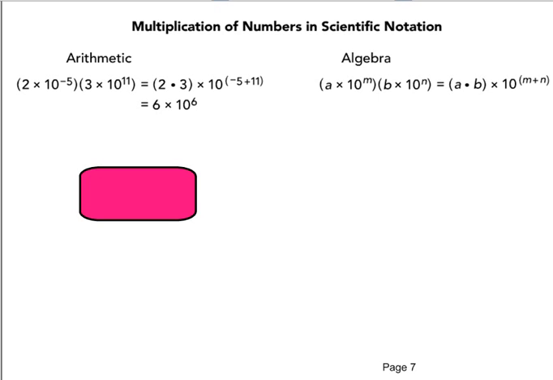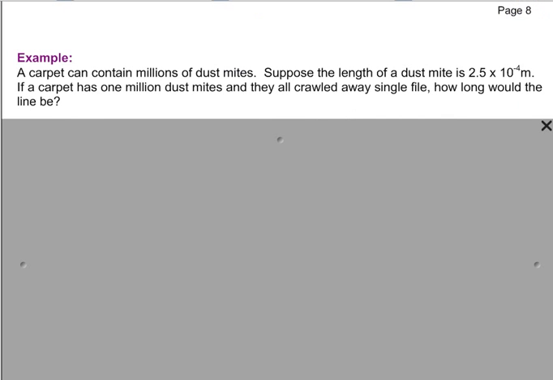The next example, next we have a word problem. It's on page 8, or this is page 8. A carpet can contain millions of dust mites. Suppose the length of a dust mite is 2 5/10 times 10 to the negative 4th power, and that's meters. If a carpet has 1 million dust mites and they all crawled away in a single file, how long would that single file line be?